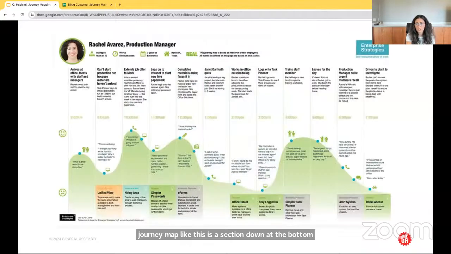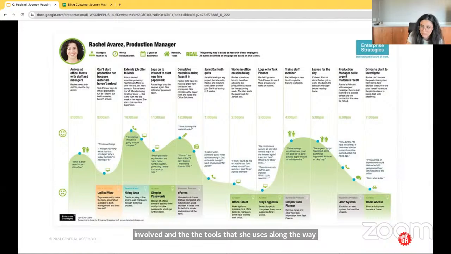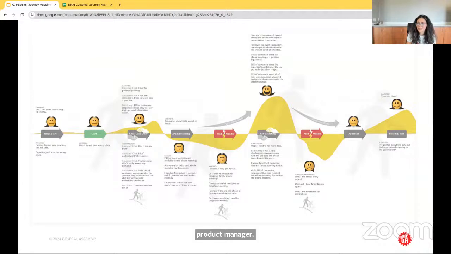prioritized. Here we have Rachel Alvarez. She is a product manager. And if you look at that bottom section, you can see that there are opportunities that are already laid out based off of her day-to-day itinerary and who all and what all is involved, and the tools that she uses along the way to ensure that she's able to do an effective job as a product manager. This is another example. This is more high level and conceptual, and just mostly walks you through the emotional journey of this target user.